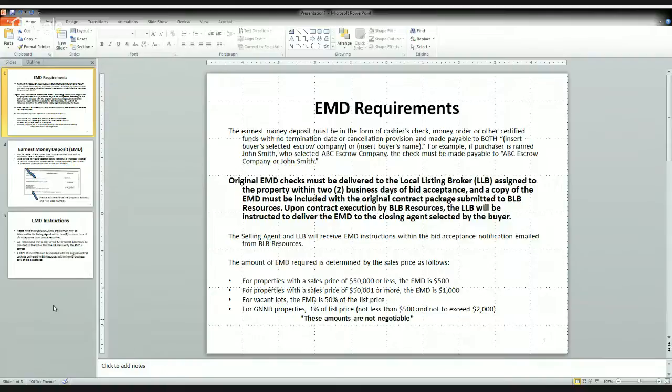The earnest money amounts, the deposits required, are always based on the sale price or the property type. For properties with a sale price of $50,000 or less, the earnest money is going to be $500, and it's just a flat fee. It's not negotiable. That's what it always is. If the property is $50,001 or more, the earnest money deposit is going to be $1,000. For vacant lots, earnest money is 50% of the list price, and for Good Neighbor Next Door, that's the G&ND properties, 1% of the list price, but it always falls within a range. It's not going to be less than $500 and not to exceed $2,000. Again, those amounts are not negotiable. Those are what they're always going to be for that purchase price or property type.